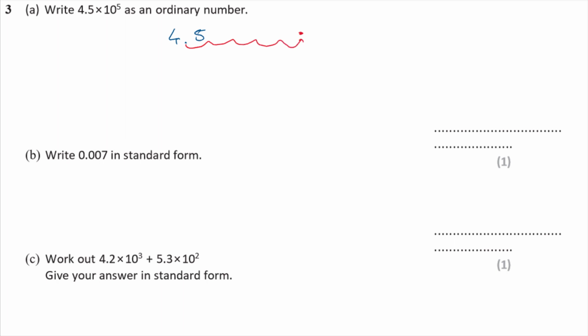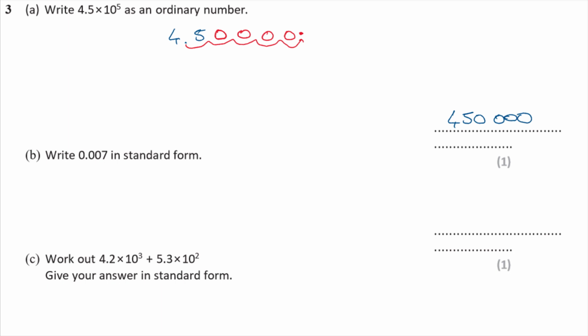So our decimal point is going to end up over here, which means I'd need to fill in some extra zeros along the way so that I can drop the decimal point there. So that gives me 450,000. The other way of thinking about it is 10 to the 5 is hundreds of thousands, so it just translates your number into hundreds of thousands.